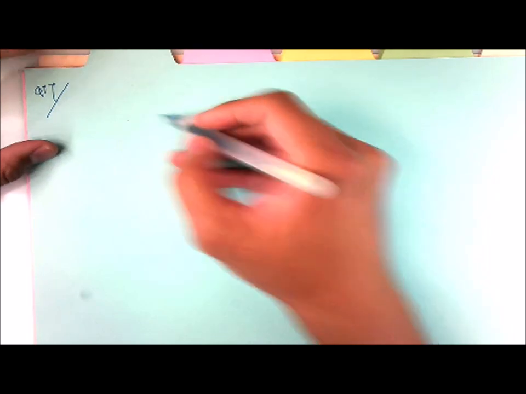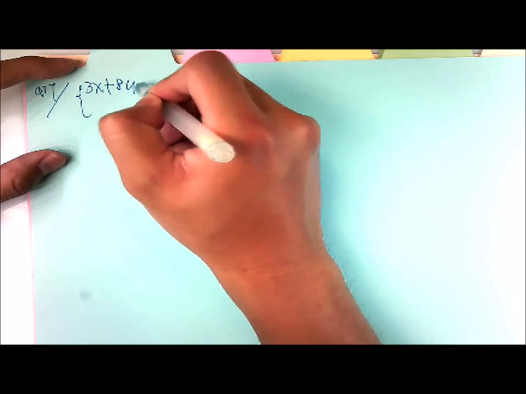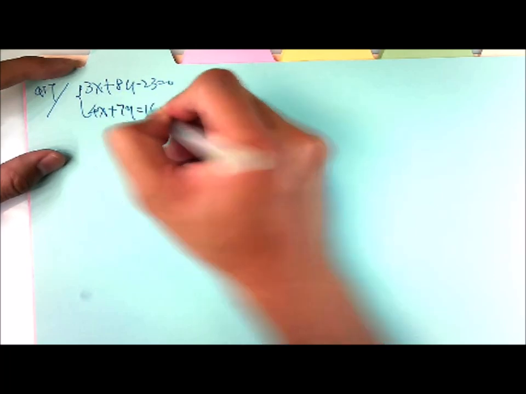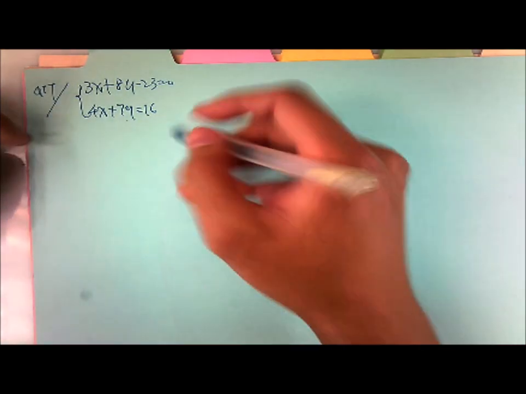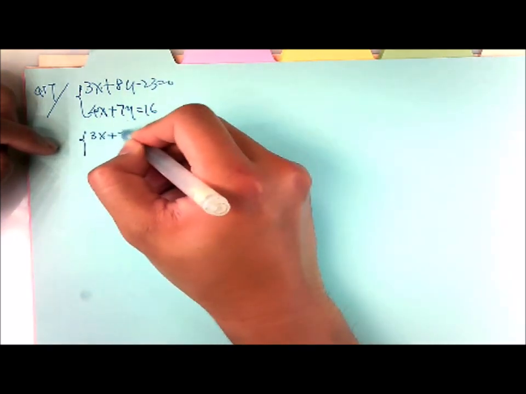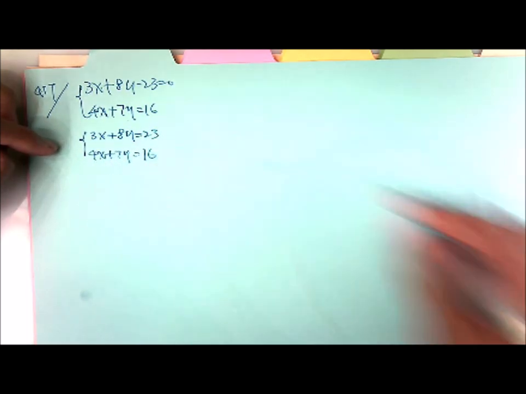Let's go to, let's say, 17. 17, calculate this. So copy out first. So you see the number minus 23 is on the left, understand? So I don't like this. I move this number to the other side first, so it will become 3x plus 8y equal to 23, and then 4x plus 7y equal to 16.